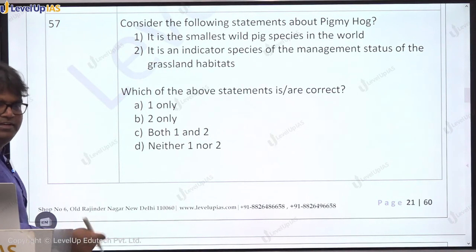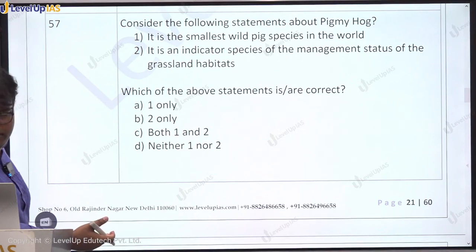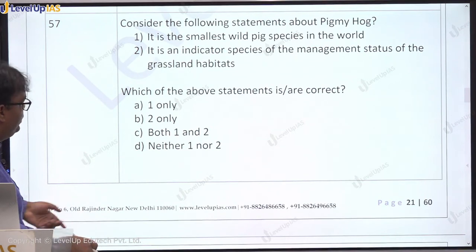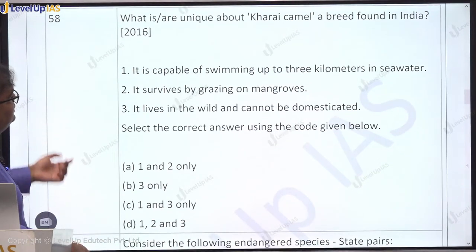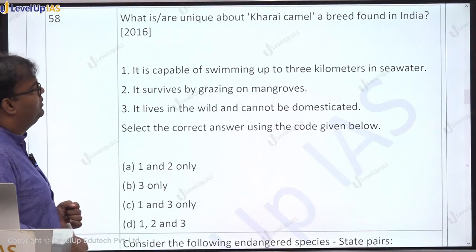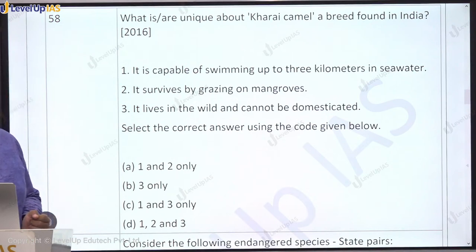See, yes, it's an indicator species and the smallest pig. So 57 ka C, okay, fine. 57 C. 58. Khadai camel, a breed found in India.